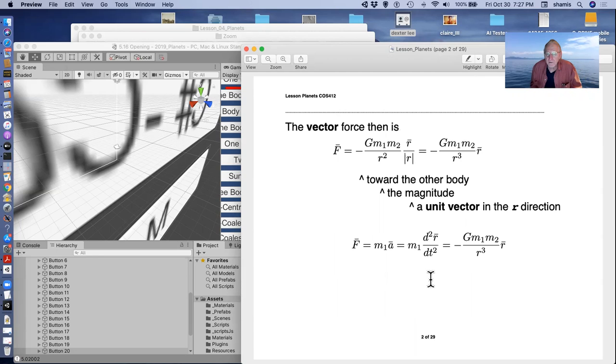Well, looking at this from the point of view of vectors, we have a vector force. This is a force in a direction. This has magnitude G m1 m2 over r squared, and it's in the direction of this r vector between them. So this term right here is a unit vector, r divided by its magnitude, a unit vector in the r direction. So I can bring these two together into this r cubed, and my force is minus G m1 m2 over r cubed times the vector between them. This r cubed often throws people off.